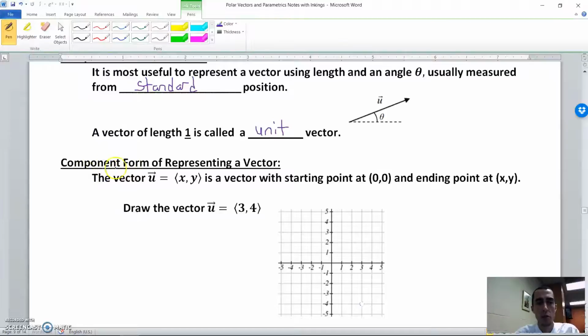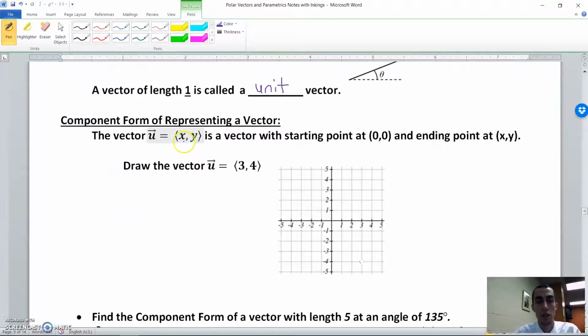Next, how to write the component form of a vector. The vector ⟨x, y⟩ uses pointed brackets. They're not like the regular parentheses for Cartesian coordinates or for polar coordinates. They help us know that this is a vector that we're talking about. So it has a starting point of (0, 0) and an ending point at (x, y).